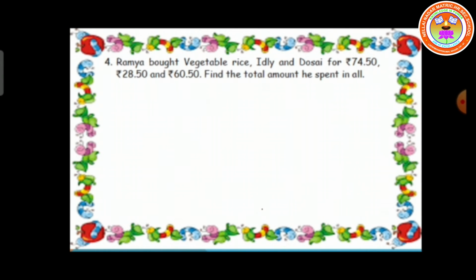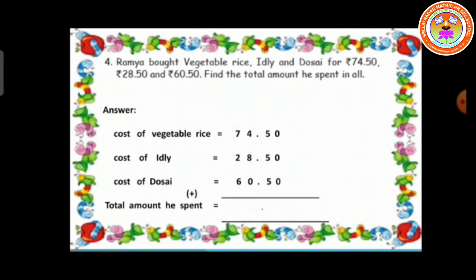Ramya bought vegetable rice, idli and dosai for 74 rupees 50 paise, 28 rupees 50 paise and 60 rupees 50 paise. Find the total amount he spent in all. So just write down the statements with the values.